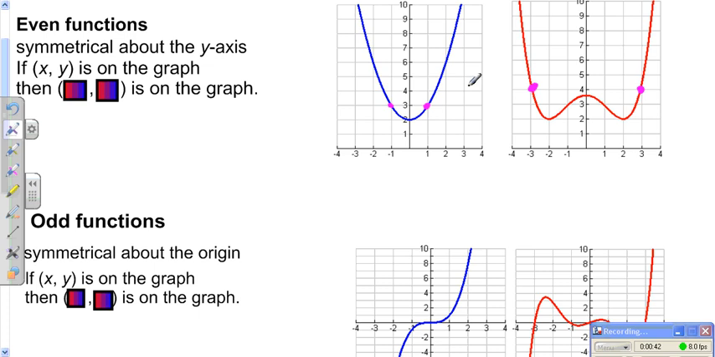In other words, if you have a point over here, that's x over and y up, you've got to have its corresponding point over here, but instead of being x over, it's x to the left, so that means it's a negative. So for an even function, you have a negative x and a positive y. If you substitute a negative x into your original function, and it simplifies down to give you your original function, then it's an even function.